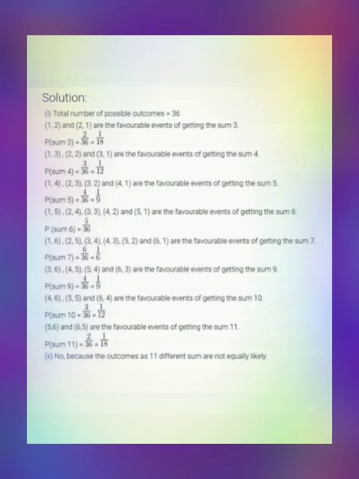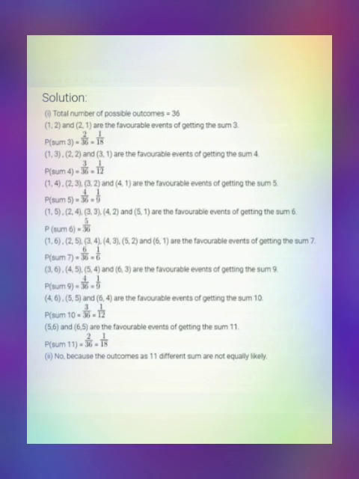And the next one is 11. What is the probability of getting sum 11? 5, 6 and 6, 5. Only 2 favorable outcomes. Only these 2 outcomes favor the sum 11. So therefore, the probability of getting sum 11 equal to 2 by 36. 2 by 36, if you simplify, what will you get? Yes, you are right. 1 by 18.